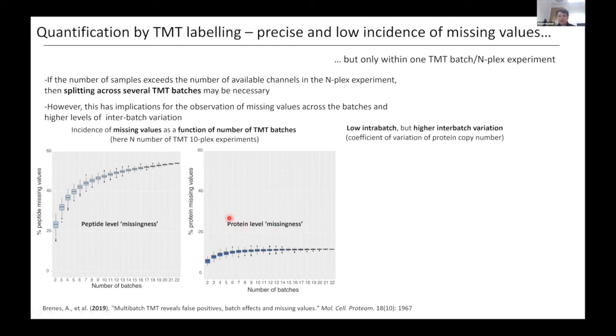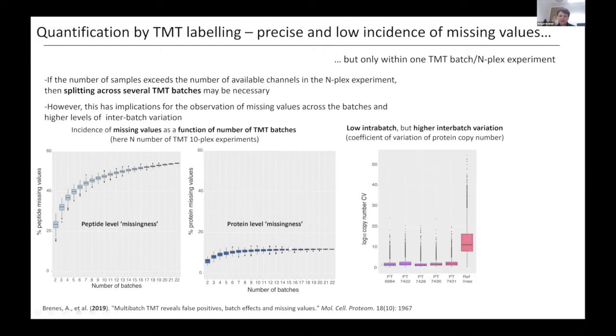Now, the situation is not quite as bad at the protein level. It's worthwhile keeping in mind that all of the proteins that are quantified may generate a whole number of strategic peptides that map to a particular protein. So when we quantify at the protein level, the situation is not as stark. Missing protein level intensities are lower, but still noticeable when we combine a number of different TMT batches.